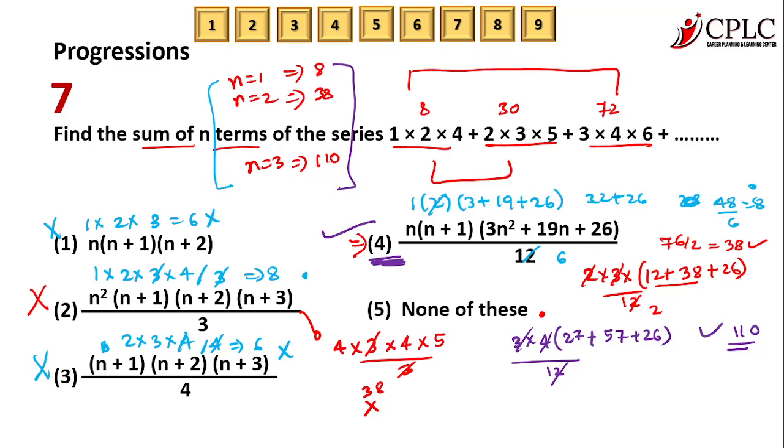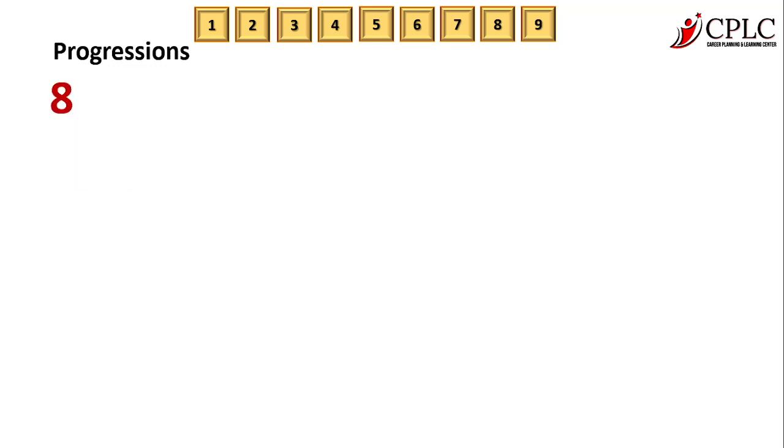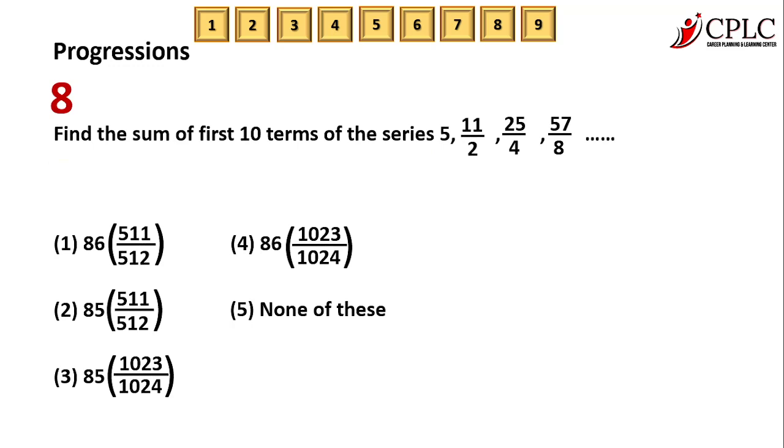Now, let's talk about question number 8. What does this say? It says we have to find out the sum of the first 10 terms of the series. And the series is 5, 11 by 2, 25 by 4, and 57 by 8. And first 10 terms. Now, this is one of the trickiest questions of this handout, because of a lot of things that you have to be careful about.